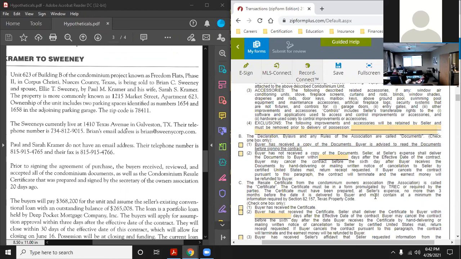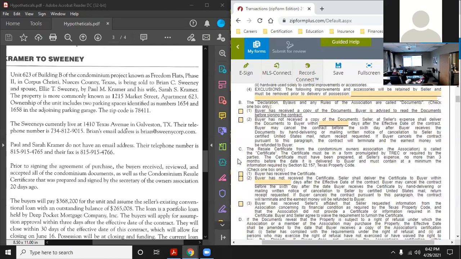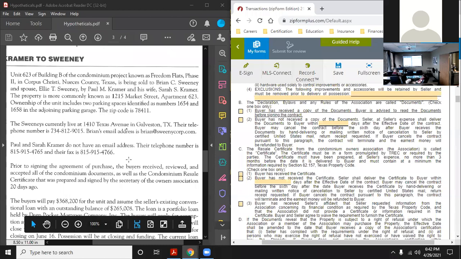There should be nothing in inclusions here. The Sweeneys currently live at this residence in Galveston. This is their telephone number, and Brian's email address is blank. You won't need that until basically the notices, if they want to receive notices.